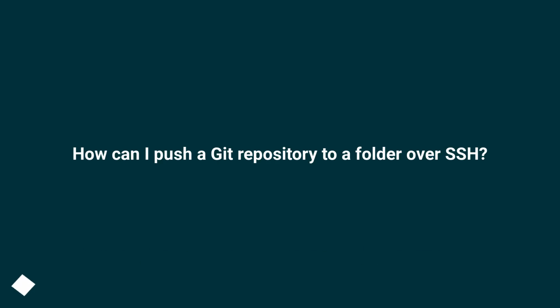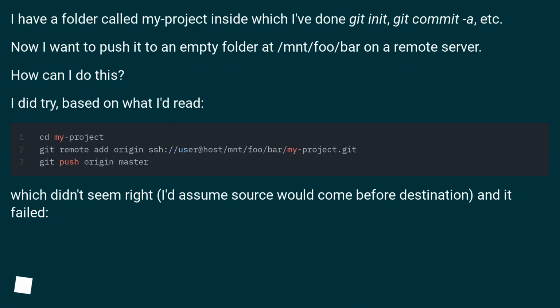How can I push a Git repository to a folder over SSH? I have a folder called my project inside which I've done git init, git commit -a, etc. Now I want to push it to an empty folder at /mnt/foo/bar on a remote server. How can I do this?